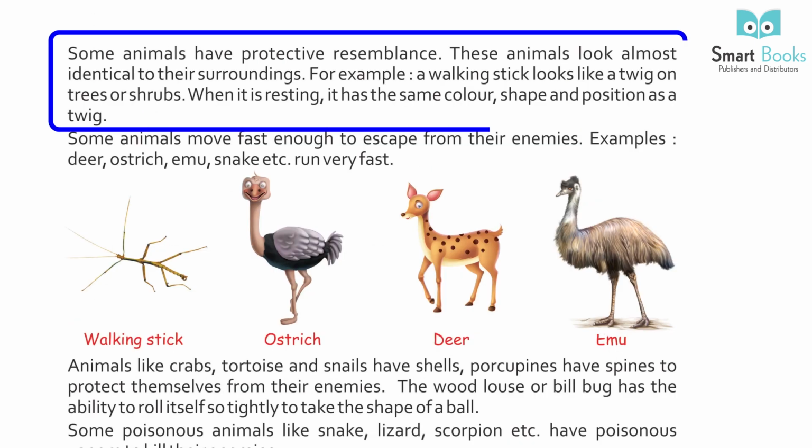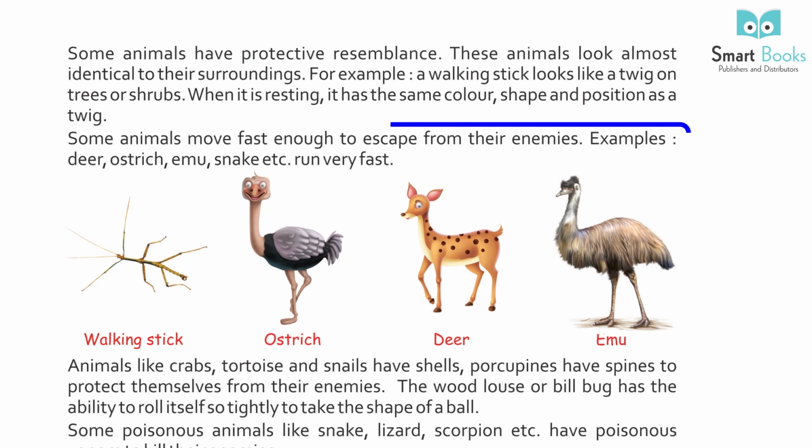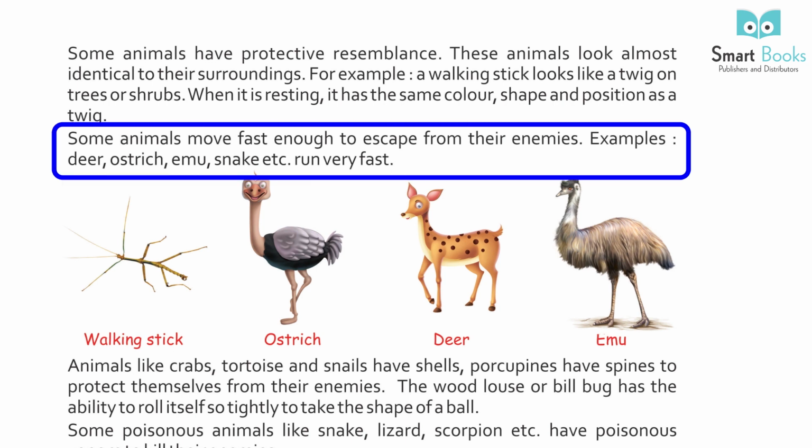Some animals have protective resemblance. These animals look almost identical to their surroundings. For example, a walking stick looks like a twig on trees or shrubs. When it is resting, it has the same color, shape and position as a twig. Some animals move fast enough to escape from their enemies. Examples are deer, ostrich, emu, snake, etc.